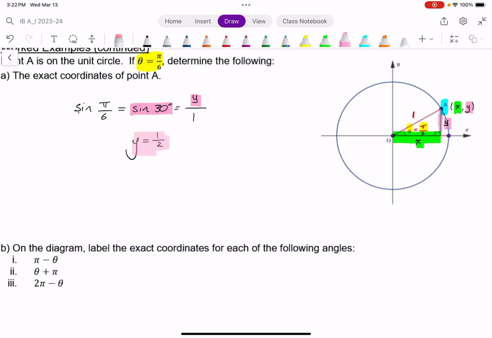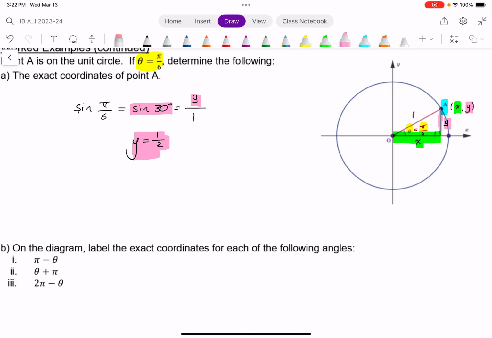Now, later on, we'll look more and more at how we can do all of this without a calculator. And if you're aware of your special triangles, then you have other options. But for now, I'll assume we're not aware of those, and we have access to a calculator, and that's exactly a half. So I got my y value.